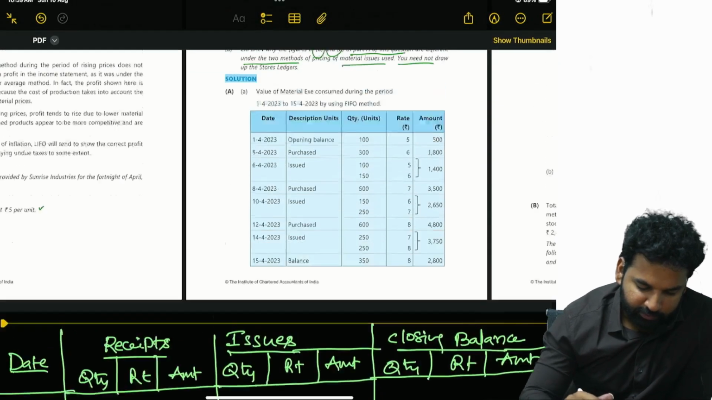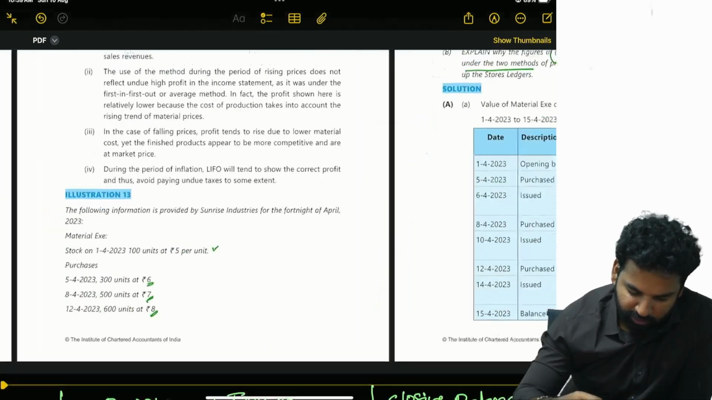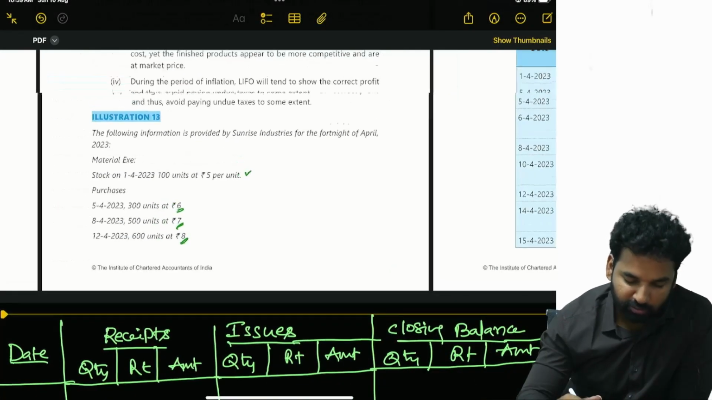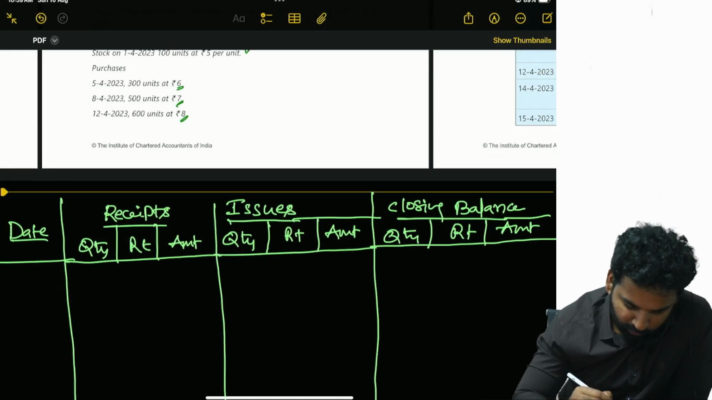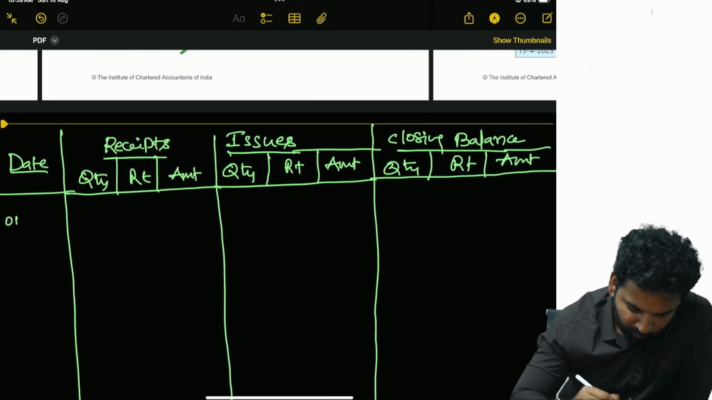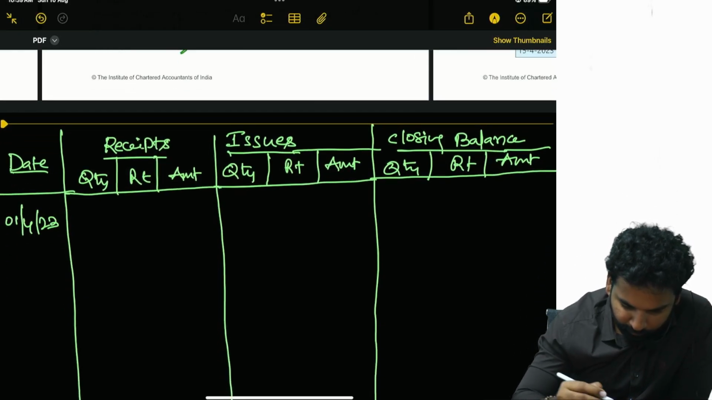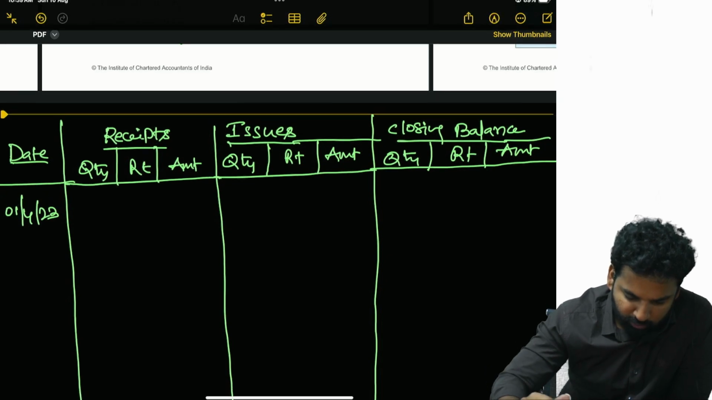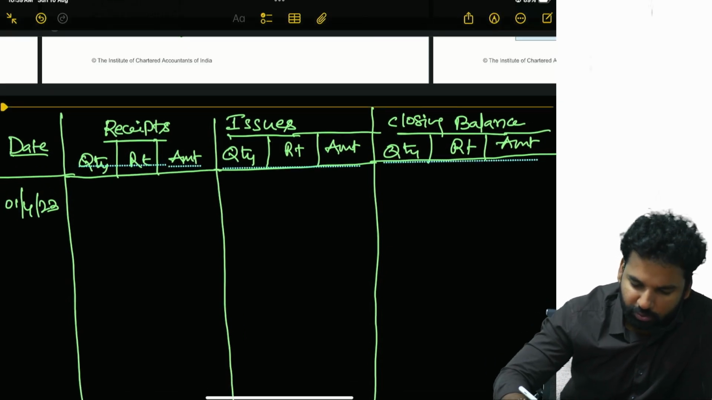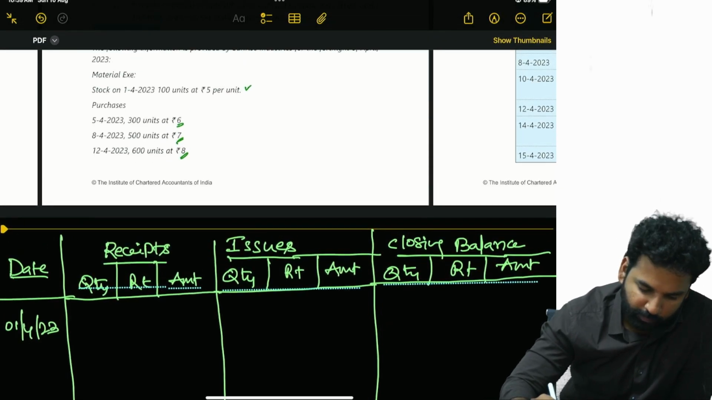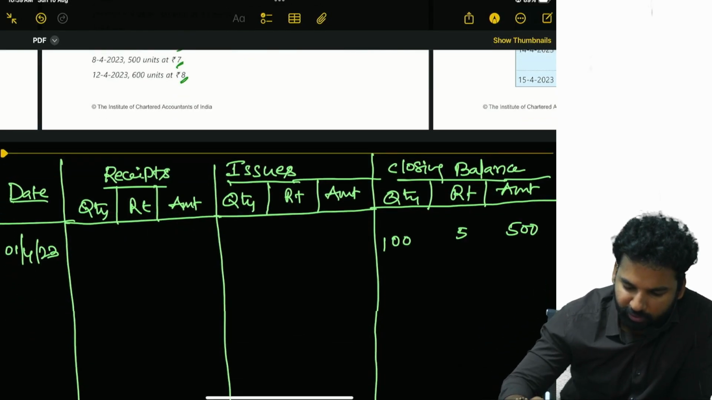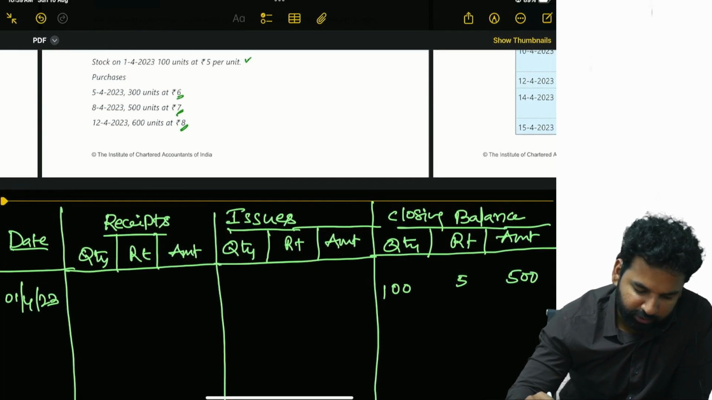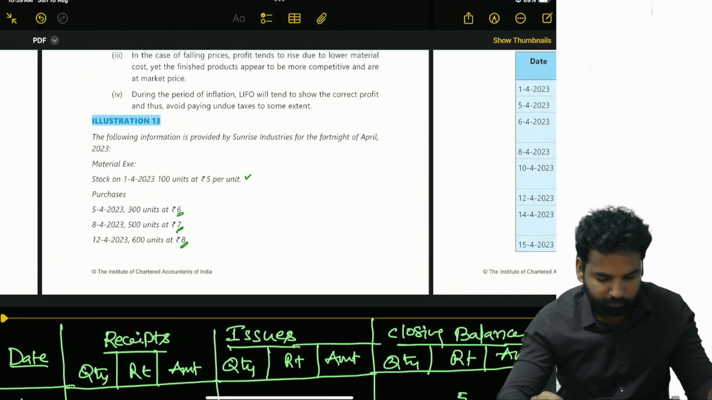So what is the date on which the first entry is made? First the opening stock has to be taken. So on 1/4/23, what is the opening stock? 100 units are there at rupees 5. Amount will be 500.